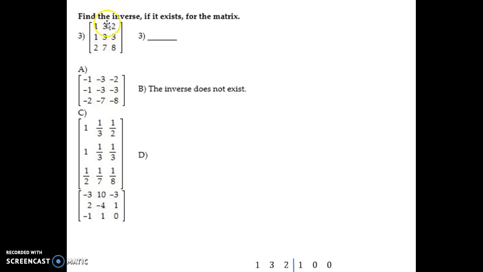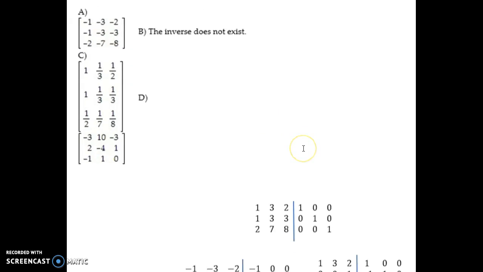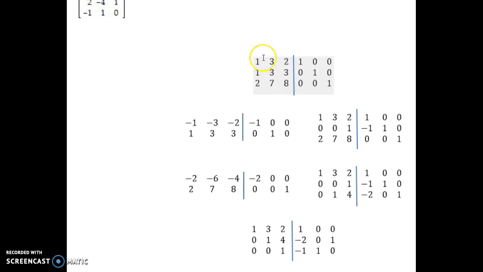Number 3, we're finding the inverse of this matrix. So you want to start off by writing the matrix, and then right next to it you write the identity matrix. And our goal is going to be to change this side into the identity matrix using row operations, and then what's on this side will be the inverse.